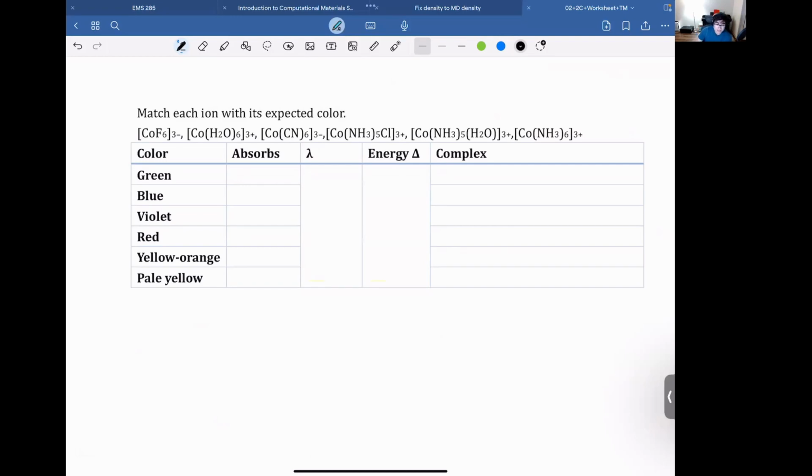Next, and last one, it says match each ion with its expected color. So we have cobalt with a whole bunch of things, and then we get into that in a sec.